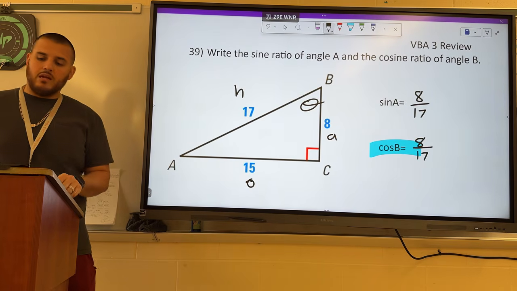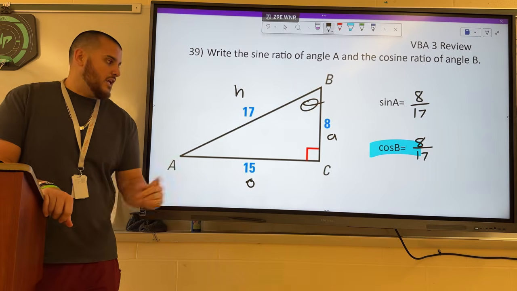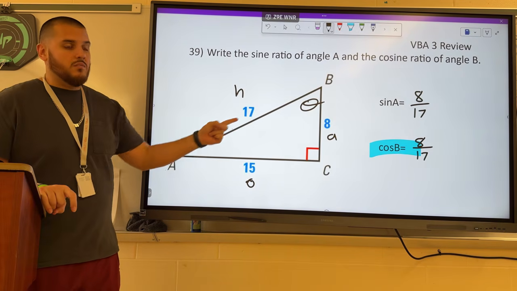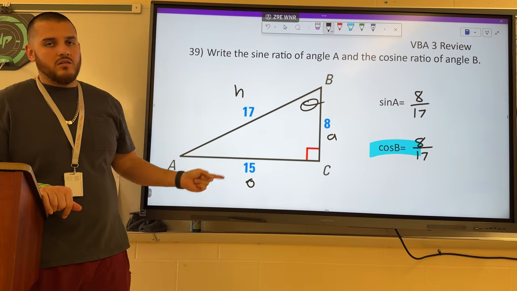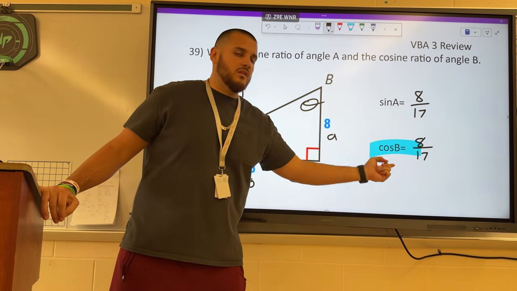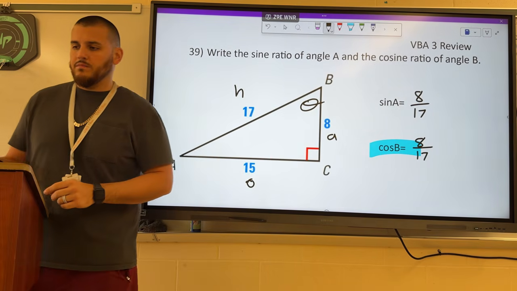Notice those are both the same. That's a very important fact. In any right triangle, the acute angles need to be complementary, and for any angles that are complementary, the sine of one is equal to the cosine of the other.